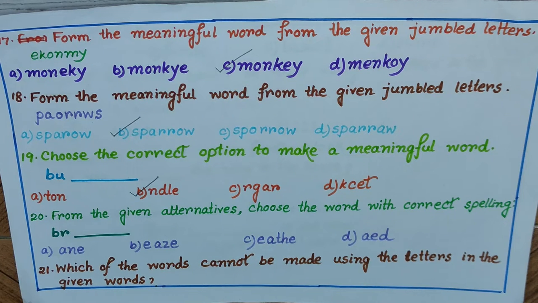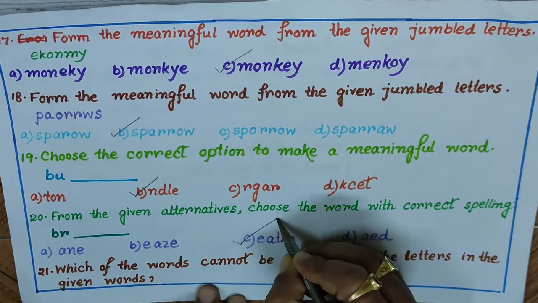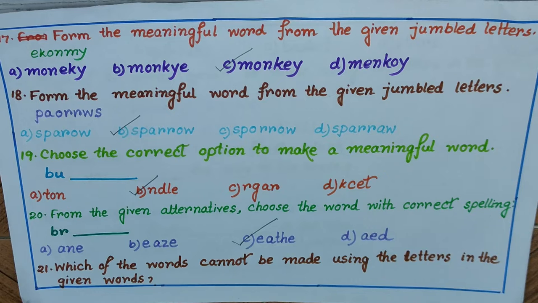Question 20. From the given alternatives, choose the word with correct spelling. So B-R is over there. We have to replace the options A, B, C, D and see which one is correct. If we place option A, B-R-A-N-E is not a word. B-R-E-A-Z-E is not a correct word. Breathe is double E. Then C, B-R-E-A-T-H-E. Yes, breathe is a correct word. So answer C is the right answer. We do not need to look for answer D because we have already found the correct answer.